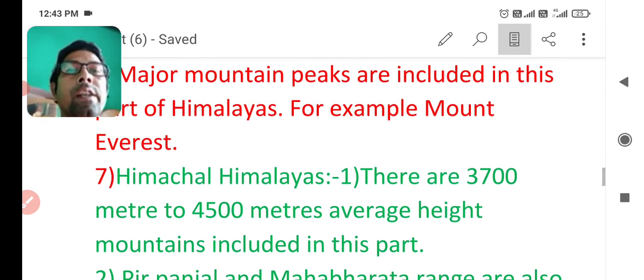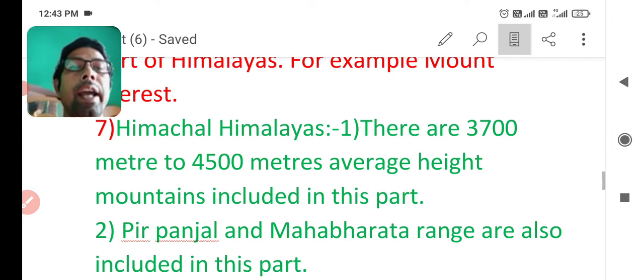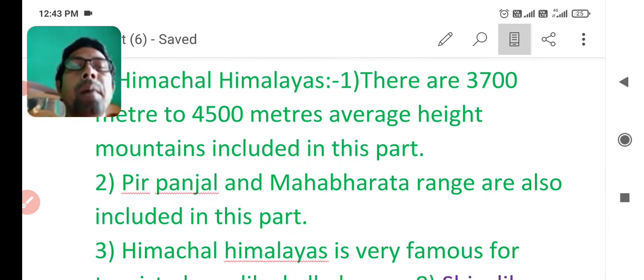Next point is Himachal Himalayas. There are 3000 meter to 4500 meters average height mountains included in this part. You can say that the average height of Himachal Himalayas is lesser than the Himadri Himalayas. And the next point, Pir Panjal and Mahabharata range are also included in this part.